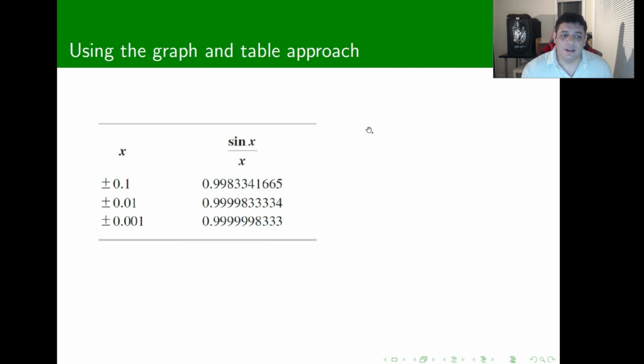So now let's take a look at what happens if I approach with numbers. If I do a table and I approach from the left side and the right side with points like 0.1, 0.01, and 0.001, notice that sine of x over x is going really, really close to 1. So without taking the derivative, I can get my approximation. Yes, this is going to 1.